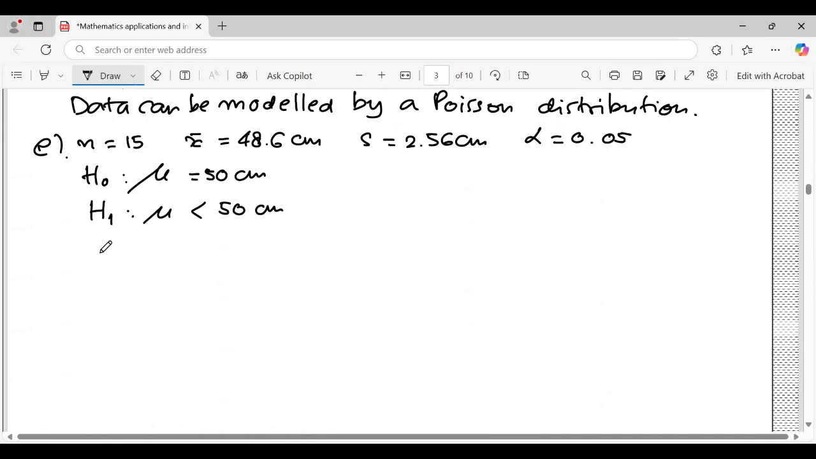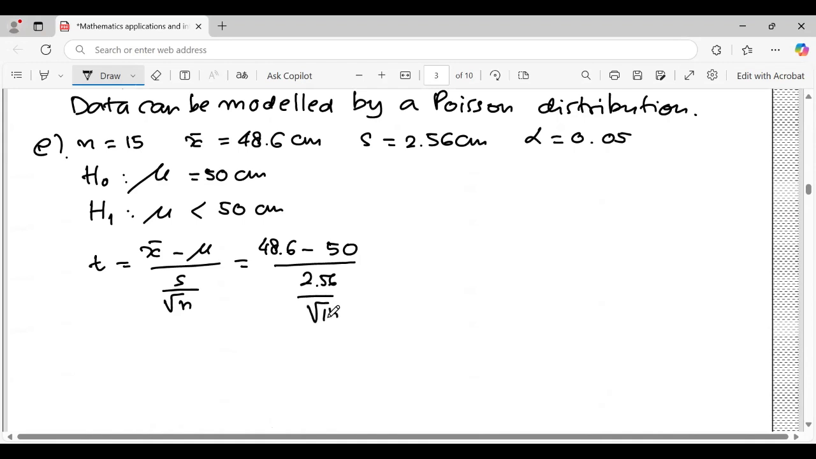Now we use the t-test statistic: sample mean minus mu over s over square root of n. So this is 48.6 minus 50 over 2.56 over square root of 15. If you calculate, the result is minus 2.118.